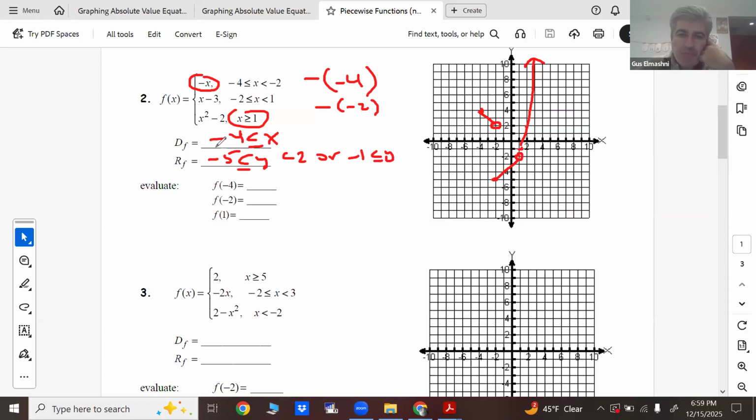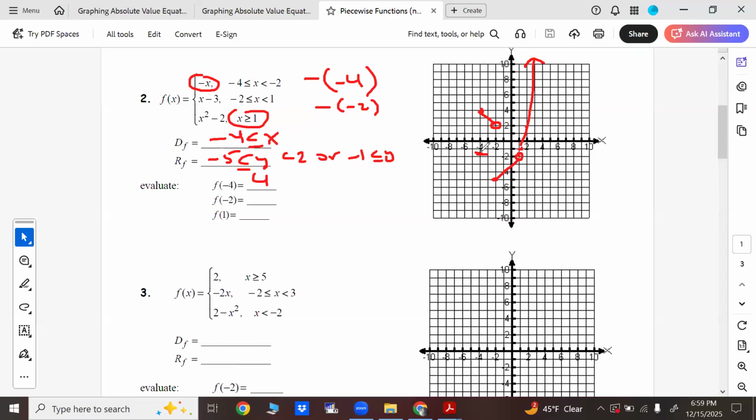And look at the graph. If you plug in negative 4, what's the y value? Wait. If you plug in -4, what's the y value? Yeah, according to the graph, when x is -4, the y value is -4. Good.